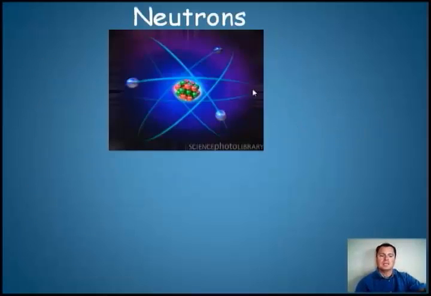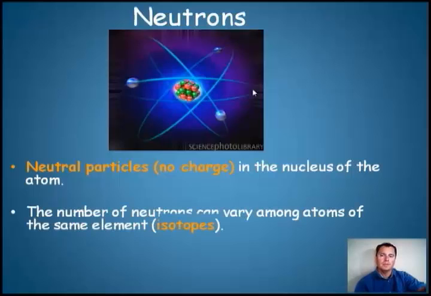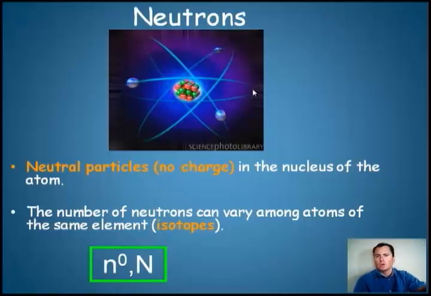The other thing inside the nucleus is the neutrons. Like the name implies, neutrons are neutral, or they have no charge. They're found inside the nucleus with the proton, but unlike the protons, the number of neutrons in the nucleus can vary between different atoms of the same element. And we call these isotopes. Isotopes are atoms of the same element with different numbers of neutrons. And we can abbreviate them with an N0 for the no charge, or a capital N. You'll see it either way.